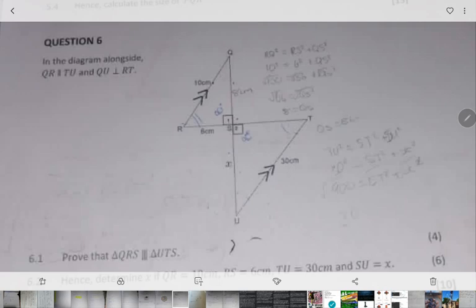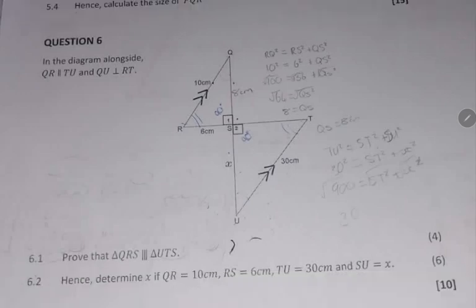Let's see the question. So we can clearly see that since we are told that QR is parallel to TU, we can use what we call FUN. I think you guys know corresponding angles, coincident angles, and alternating angles. I think I've done that with you. Okay, if you do not have any of the videos, let me know. I'll send you the videos.